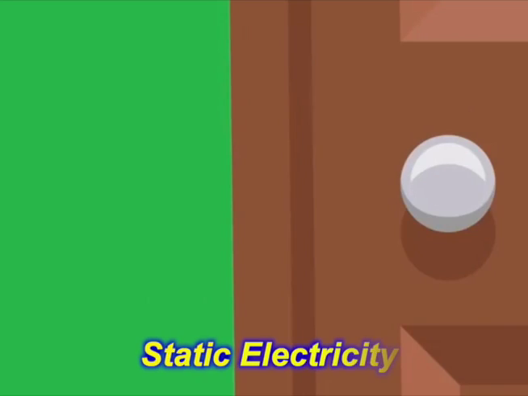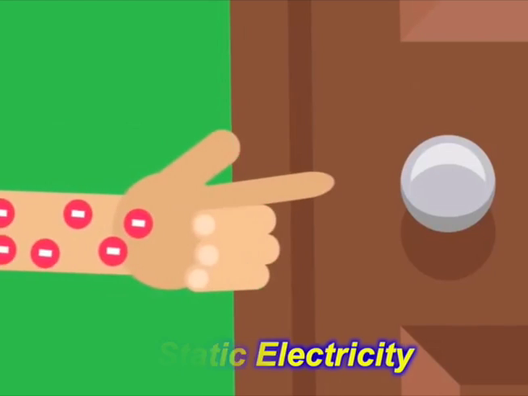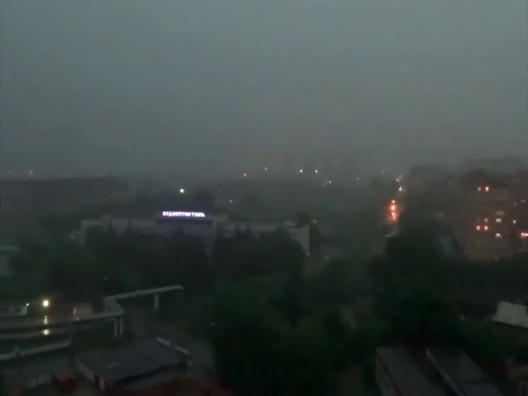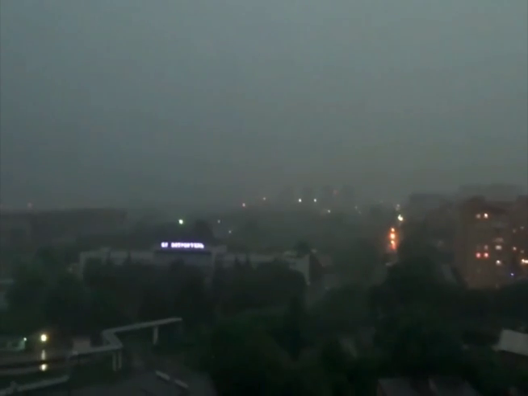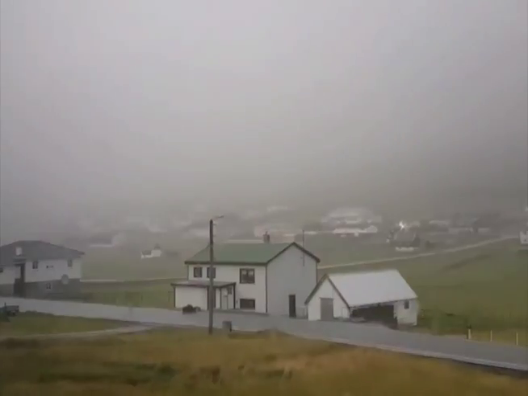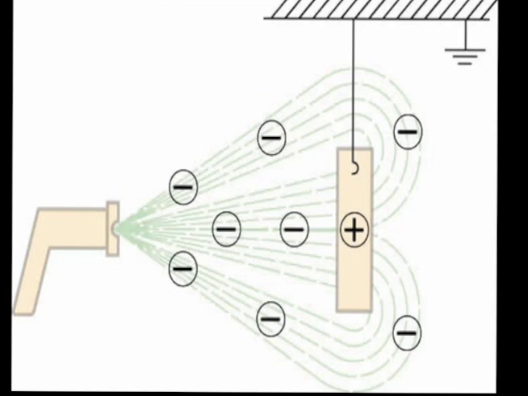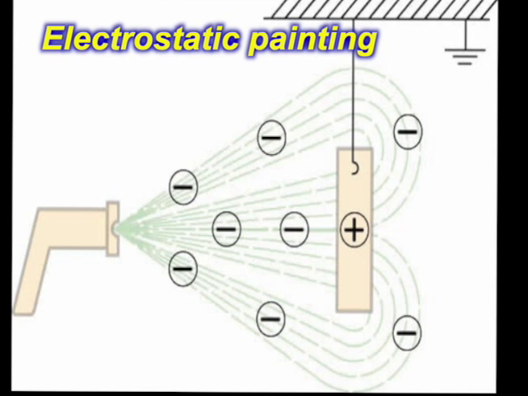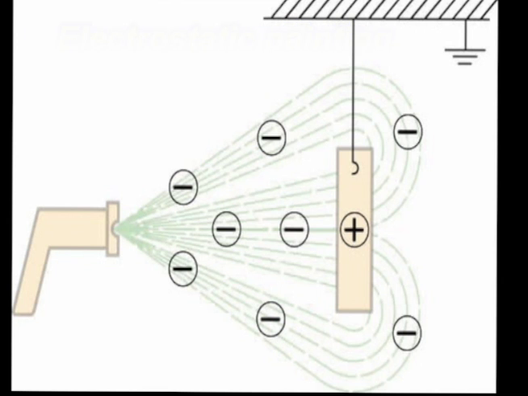This is like how static energy zaps doorknobs or like lightning flows from the sky to earth. Negative paint flows to the positive frame. This is called electrostatic painting.